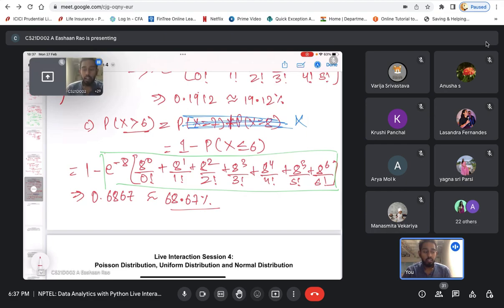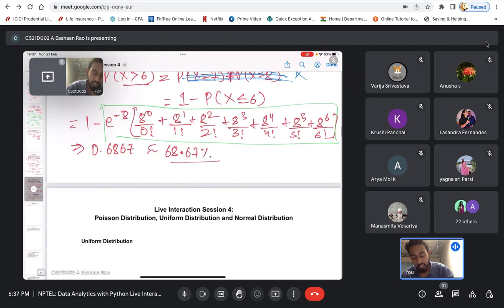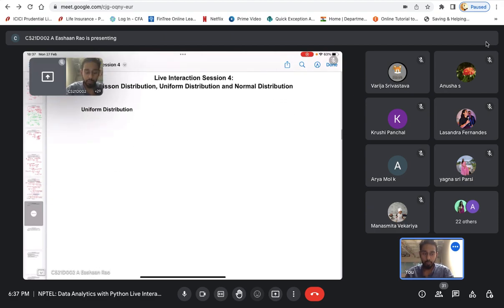Okay, so that's about the Poisson distribution, the question that we're having. If anyone has a question with respect to this, please let me know in the chat. Otherwise, we will move towards the next part, that is uniform distribution.